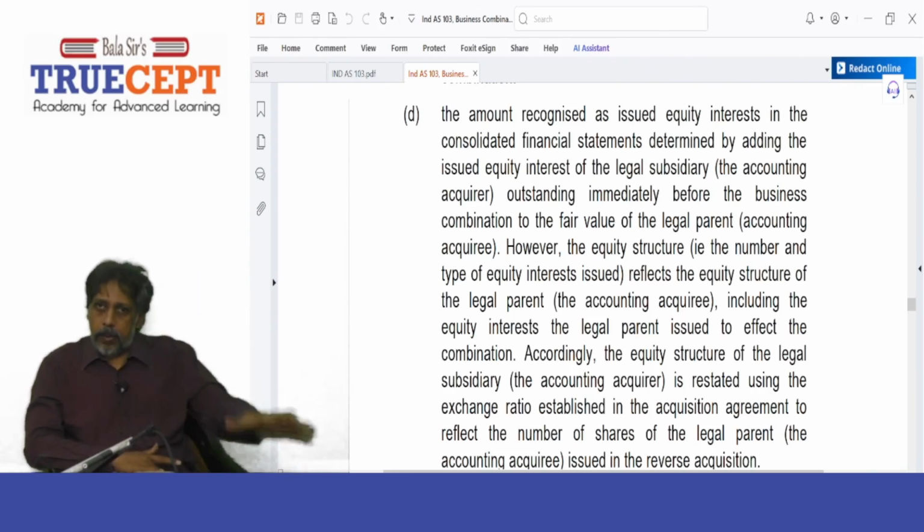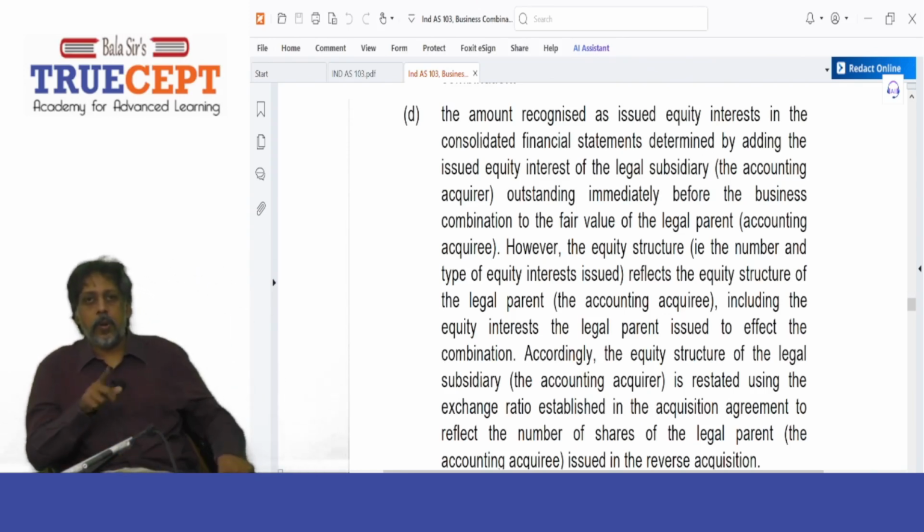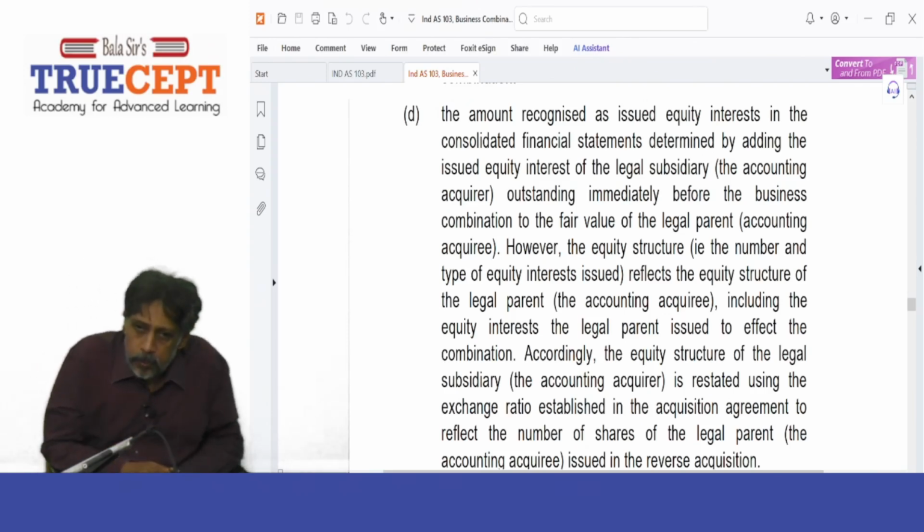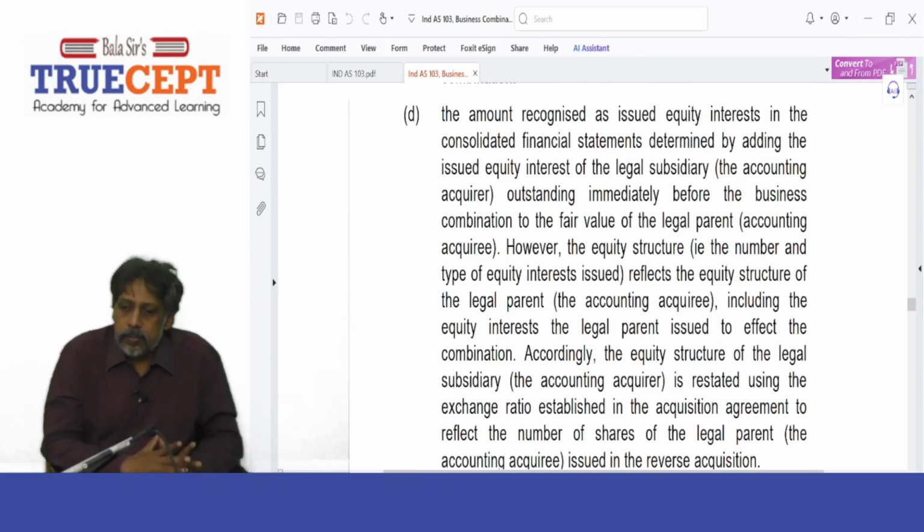Even the premium, if any, you must say, sir, 60 shares are rupees 10 each and these are shares issued at 40 rupees each. That doesn't matter. In all, 2,200 share capital. If you want, you can break this into share capital and additional paid in capital, APIC or securities premium. Is that clear? Yes, sir.